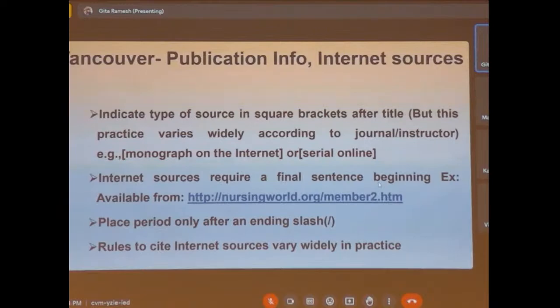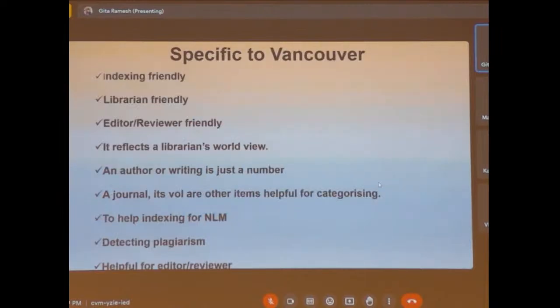The rules to cite internet sources vary depending on the practice you use. Very specific to Vancouver style is that it is indexing friendly, librarian friendly, reviewer friendly, because these days when you do your Mendeley search, very easily you can cite all these articles and they will come in a very systematic manner. It reflects a librarian's worldview. The author or writing is just a number. A journal, its volume and other items are all helpful for categorizing. It will help you in indexing for the NLM.